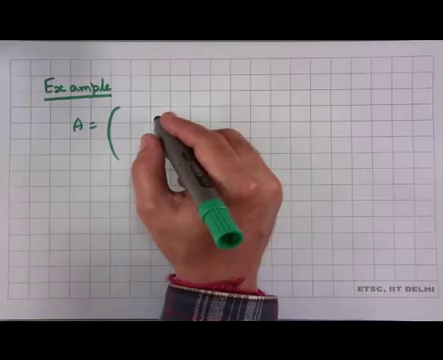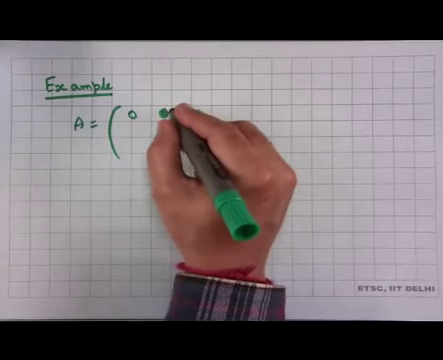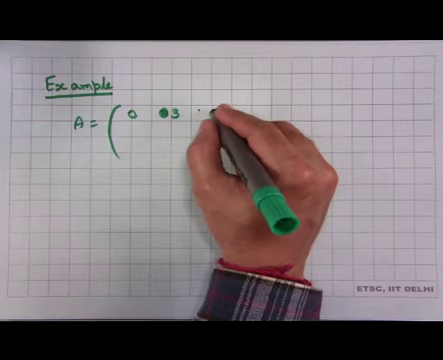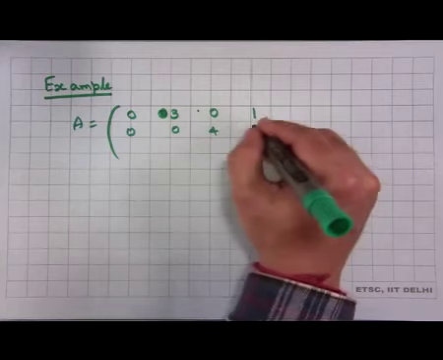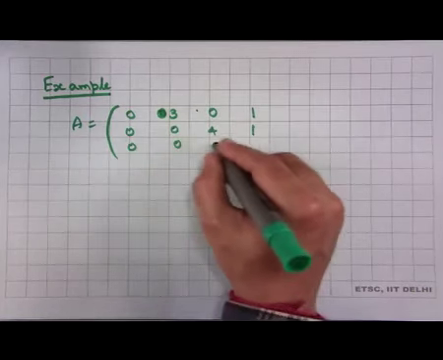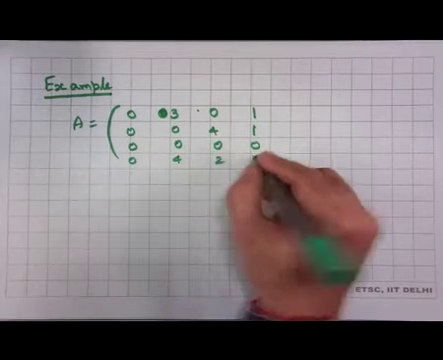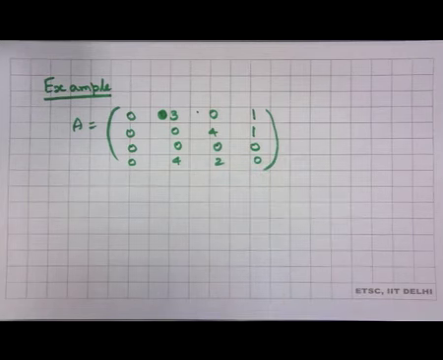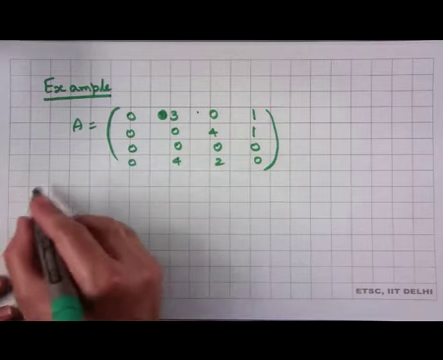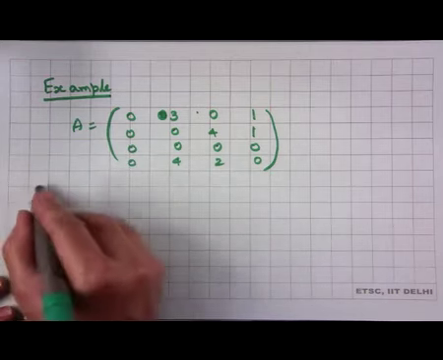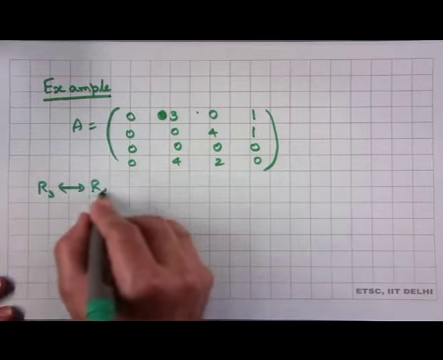Let the matrix A equal to 0 0 0 3 0 1 0 0 4 1 0 0 0 0 0 4 2 0. This is the matrix that we have. First thing that we will have to notice is that we have a 0 row. So, let us push it to the last one. R3 is swapped with R4.